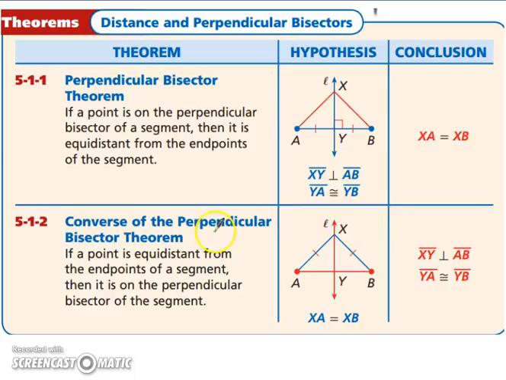The converse of the perpendicular bisector theorem states that if a point is equidistant from the endpoints of a segment, then it is on the perpendicular bisector of the segment. So, if we take our perpendicular bisector here, and AX and BX are equal, then we know that AY and BY are going to be congruent, as well as the fact that XY is going to be perpendicular to AB.